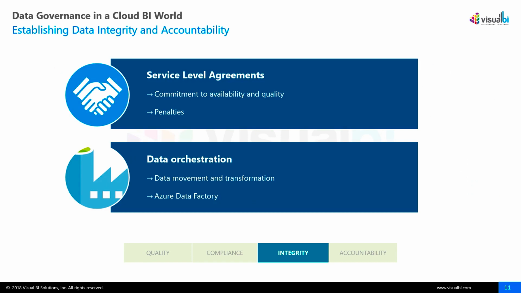All right, so let's jump into our third pillar, which is data integrity. So a couple main areas I'd like to talk about around data integrity specific to Cloud BI are service level agreements and data orchestration. So a service level agreement, or an SLA, describes the commitment of availability and quality. In order to ensure the accuracy and consistency of the data, the cloud-based system must provide a certain level of service that supports our data integrity needs.